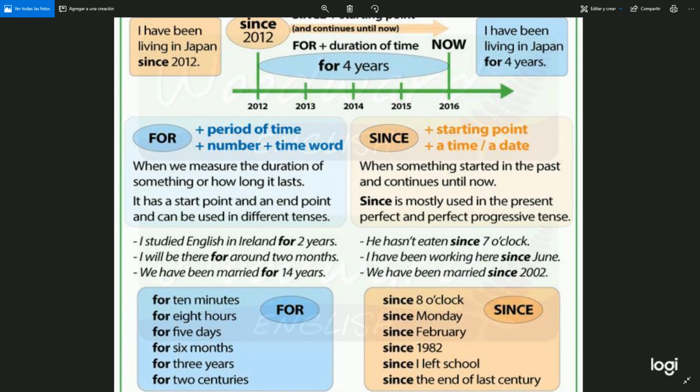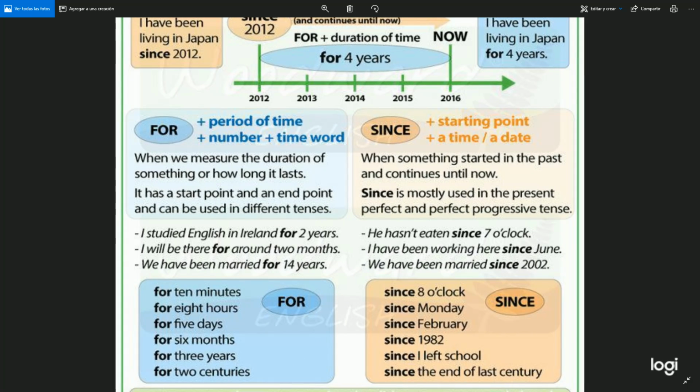It's kind of similar but not the same when we say "since". It's a little bit different because we have exactly a starting point that usually is a time or a date when something started in the past, a specific time in the past, and continues until now. "Since" is mostly used in the present perfect and present perfect progressive tense. What do you mean, teacher? Okay, pay careful attention. For example, if you say he hasn't eaten since 7 o'clock, it's because since this time, this guy or this girl hasn't eaten anything. So maybe by now, he or she should be hungry.